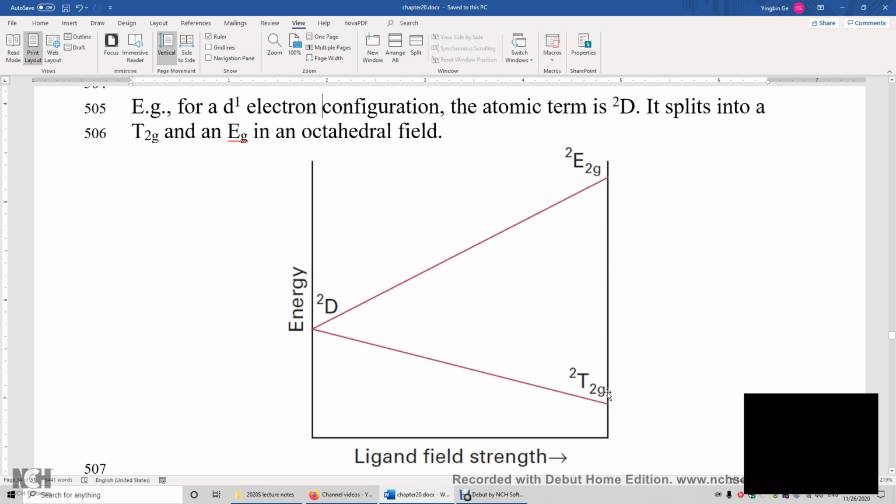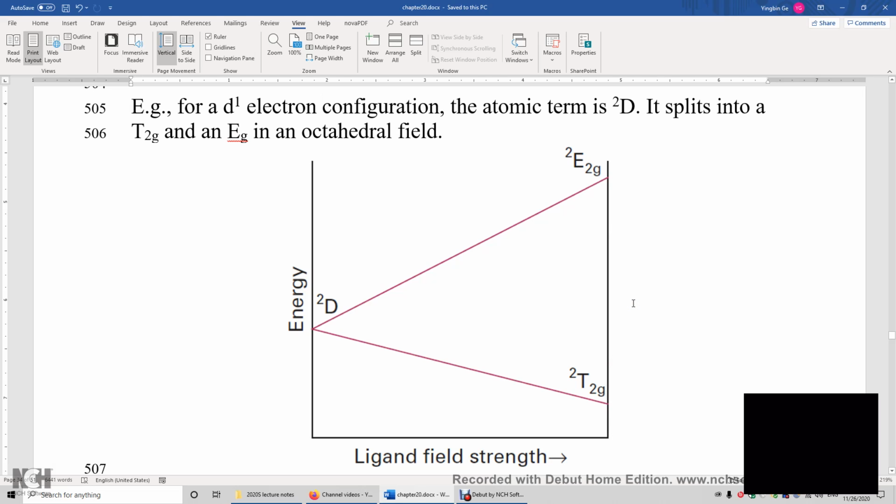The difference is delta O. It can be as large as 30,000 wave numbers when you have a strong field ligand. Well, when you have 6 of them. And you will be able to observe an electronic transition for a d1 transition metal complex with an octahedral environment. And you measure this transition energy, that's equivalent to delta O. And delta O is the crystal field splitting parameter. So this is how we determine delta O experimentally.